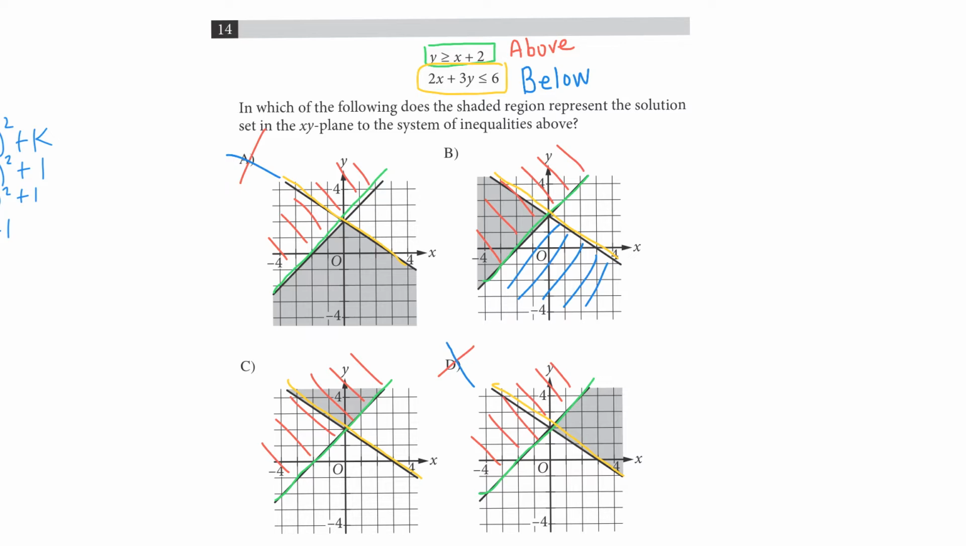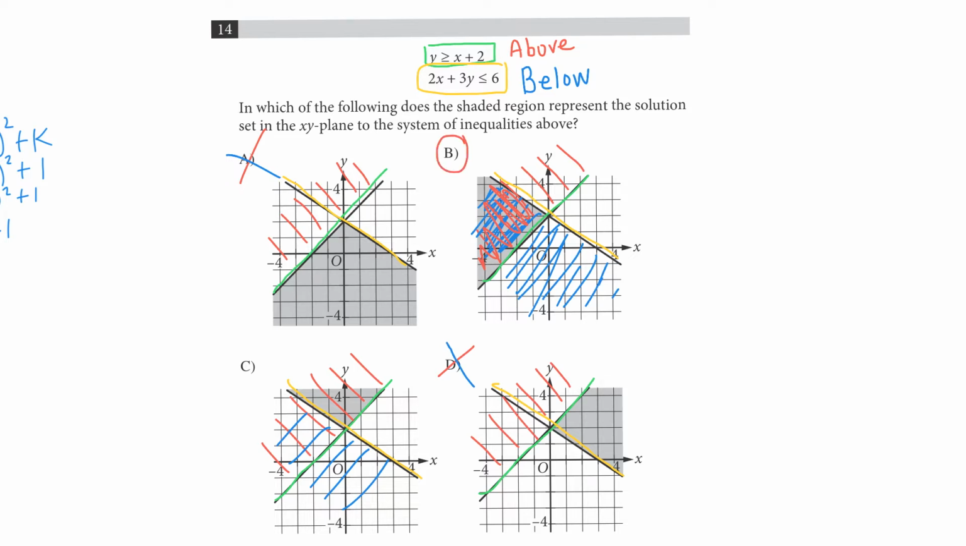Actually, we want everything below the yellow line, which would include this region right here. So at this point in the classroom, I would ask, is it B or C? Well, it's going to be where they overlap. Below the yellow line would be this part right here, and we already ruled that above the green line was this part right here. So for number 14, it has to be answer B.